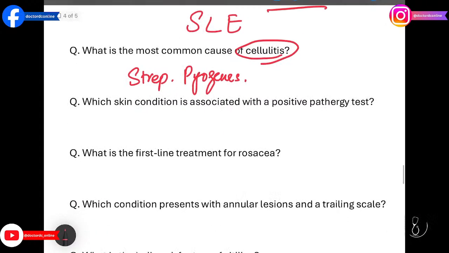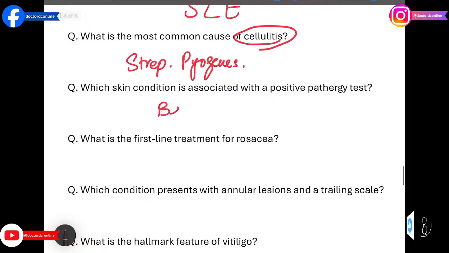Which skin condition is associated with a positive pathergy test? Behçet's disease. Pustule formation at needle prick sites indicates this vasculitic condition.